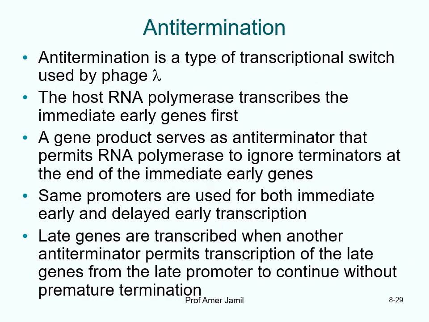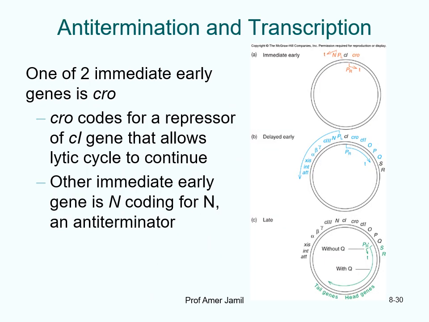So this anti-termination is a type of transcriptional switch. This is our third example of a transcriptional switch. The host RNA polymerase transcribes the immediate early genes first. A gene product serves as an anti-terminator that permits RNA polymerase to ignore terminators at the end of immediate early genes. And the same promoters are used for both immediate early and delayed early transcription. Late genes are transcribed by another anti-terminator. It will be more clear from this picture over here.